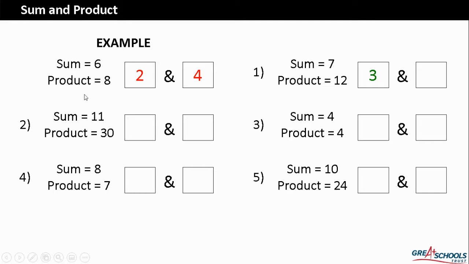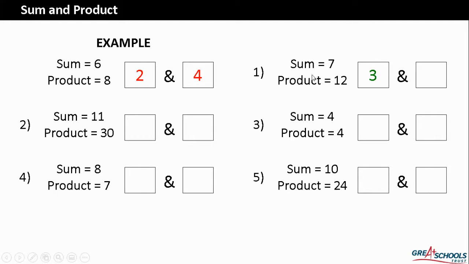First off, we're going to have a look at this. So let me explain what's gone on here. I want two numbers that when I add them together, the sum of them is equal to 6, and when I multiply them together, the product is equal to 8. So my two numbers are 2 and 4. If I add them together, it gives me 6, and if I multiply them, times them together, it gives me 8.